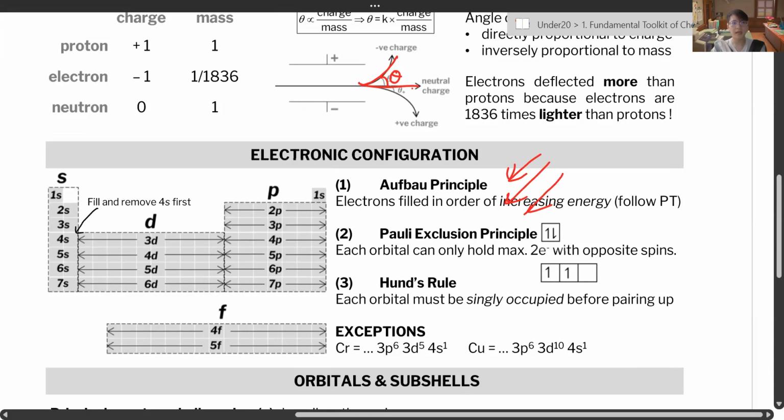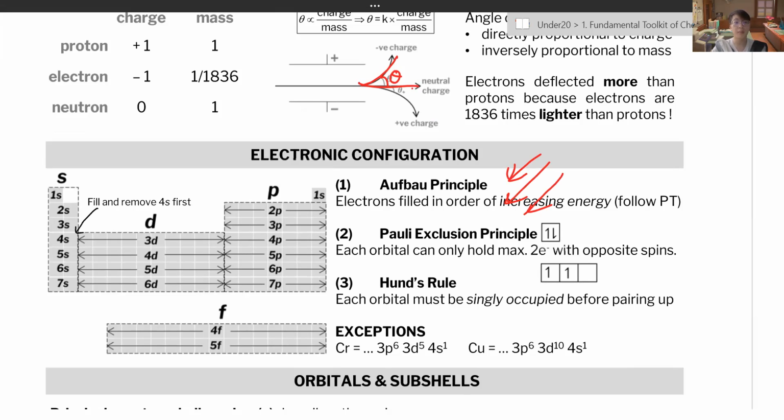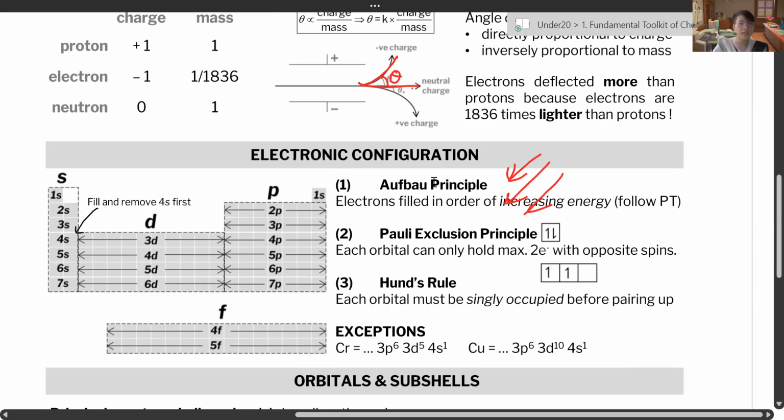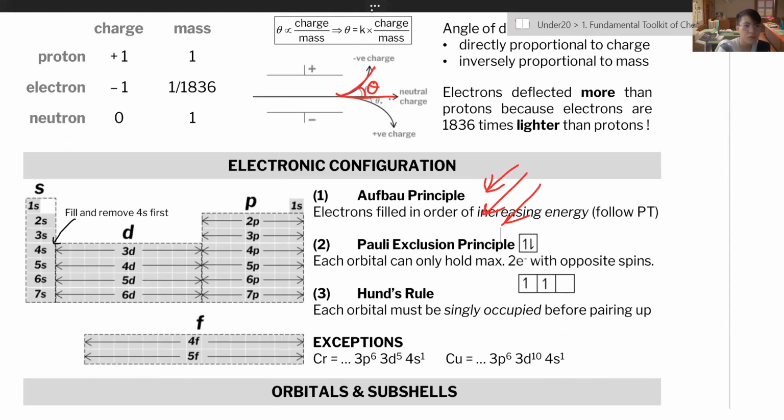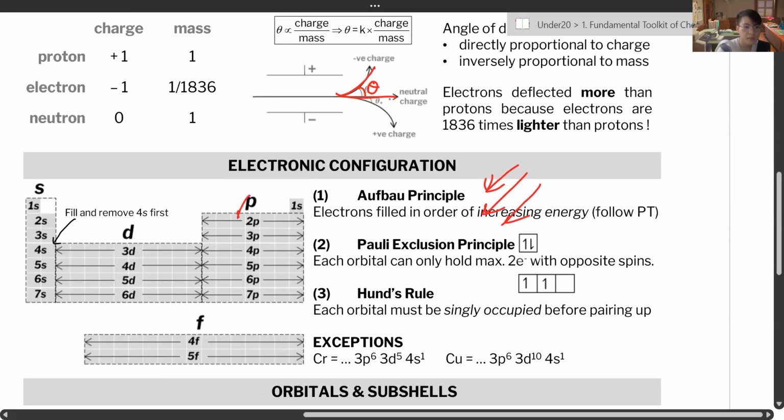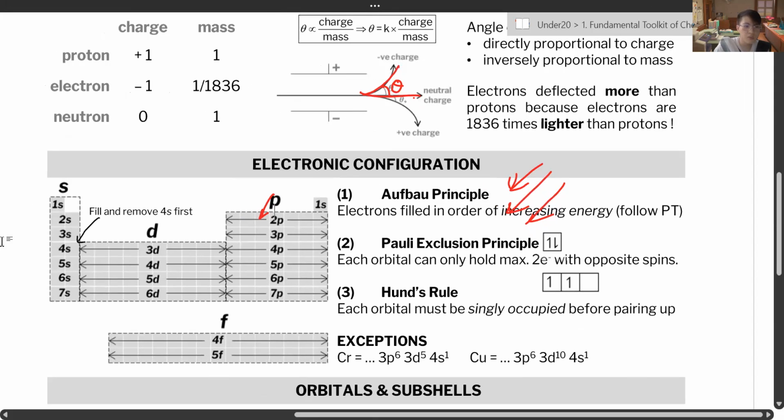I don't like to remember that diagram. I prefer to just use the periodic table because the periodic table tells you everything, right? And the periodic table is given to you in the exam. So if you just look at the periodic table, it tells you what you want. If say I want to look for an atom that is in this position over here, you just follow the periodic table. 1s2, 2s2, and 2p1, 2, 3.